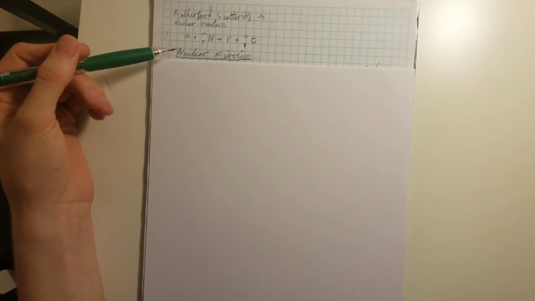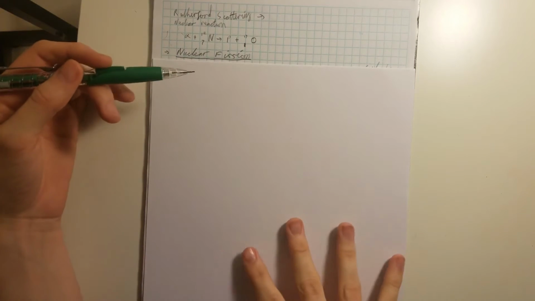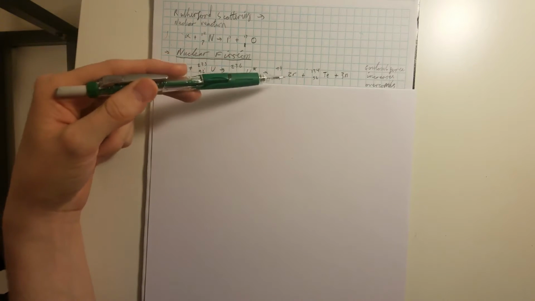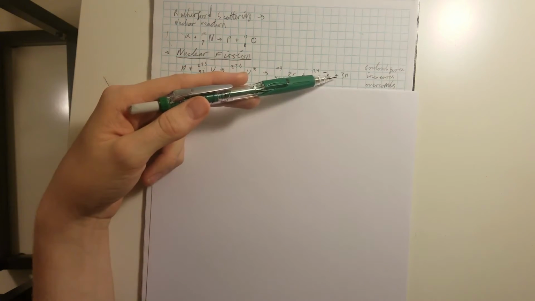So, to talk about nuclear fission. Nuclear fission is the decomposition of a larger atom into smaller atoms. And so an example of this would be 236 uranium becoming zirconium and tellurium and 3 neutrons.